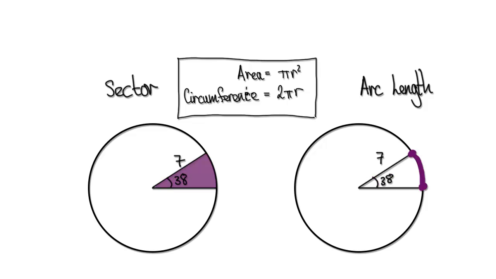I'm expecting you to know that the area of a circle is given by pi r squared, and the circumference of a circle is given by 2 pi r.